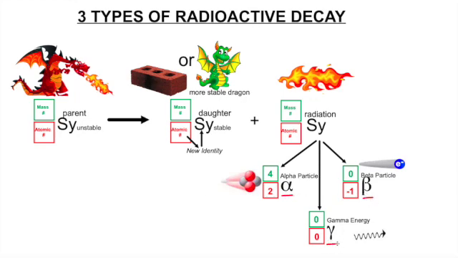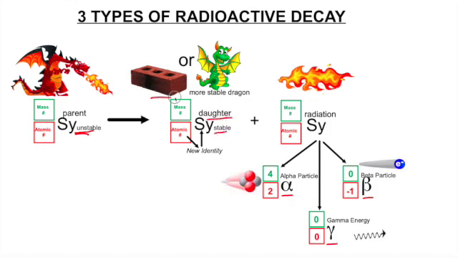So we always start with our unstable parent, and SY stands for symbol, whatever element this is. The mass and the atomic number are on the left here, and the ratio of protons and neutrons are not the right ratio. So this is unstable. Over time, at some point, this unstable atom is going to undergo decay. It's going to change. Just think decay, change. It is going to become a new daughter atom that is more stable.